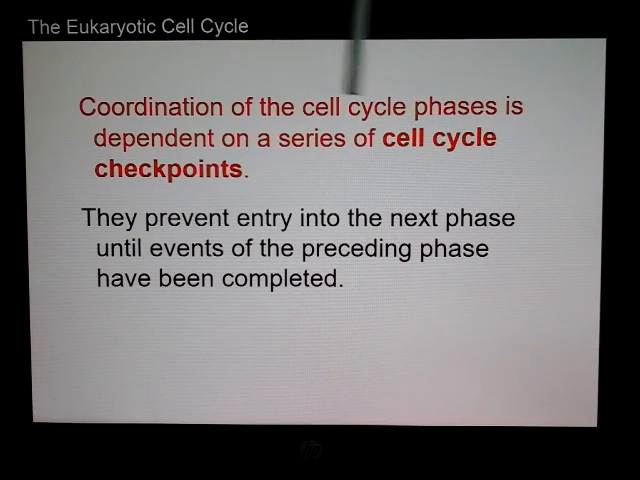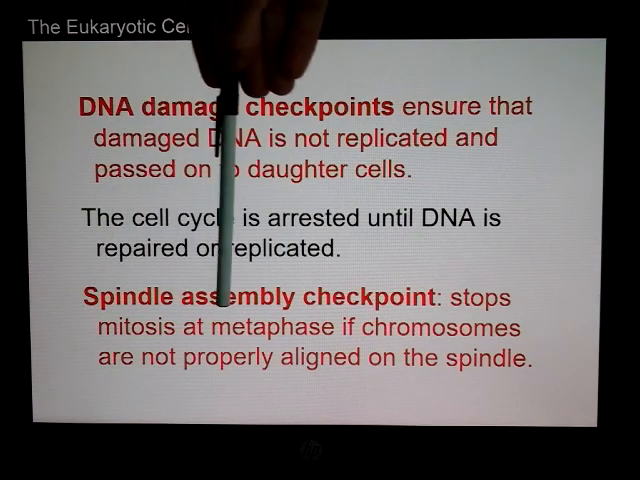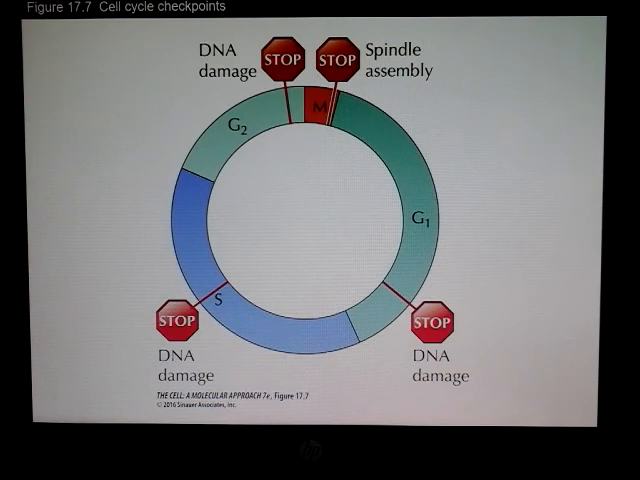So coordination then of cell cycle phases is dependent on a series of cell cycle checkpoints. So we have DNA damage checkpoints. Those will ensure that the damaged DNA is not replicated and passed on to daughter cells. Then we have spindle assembly checkpoints. That stops mitosis at metaphase if chromosomes are not properly aligned on the spindle. So again, if you take a look at our cycle, we've got the spindle assembly because that takes place in mitosis. This one, and this one actually will recognize if there's DNA damage taking place and stop the cycle at that point.